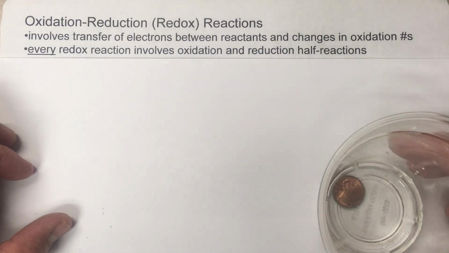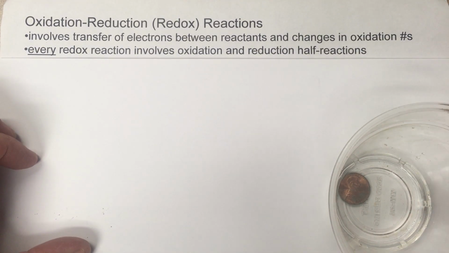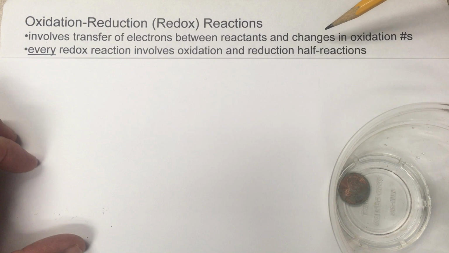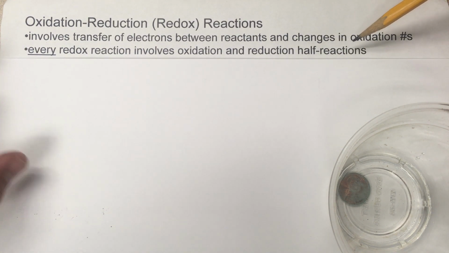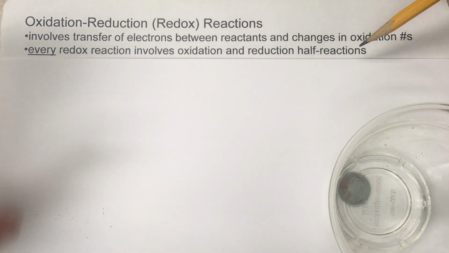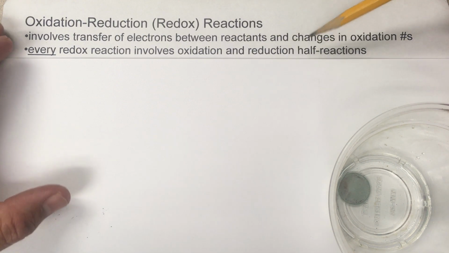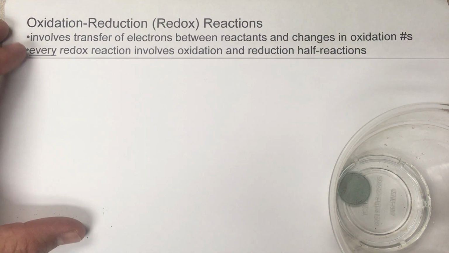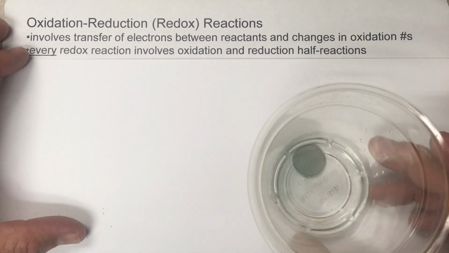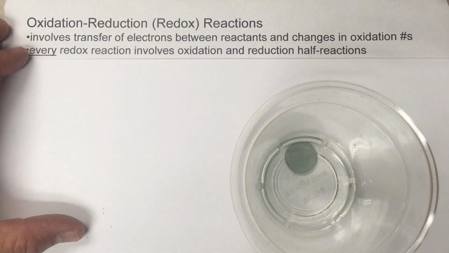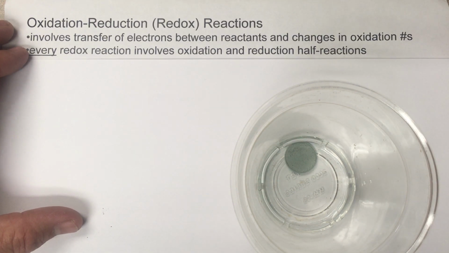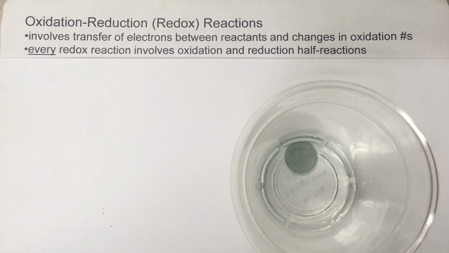in more detail. So again, we have a transfer of electrons between reactants and we get changes in oxidation numbers. Every redox reaction involves an oxidation and a reduction half reaction. So you can see already that this copper penny has turned to a silvery color. All right, and what's happening is there are electrons changing hands, so to speak, between the species in the reaction.